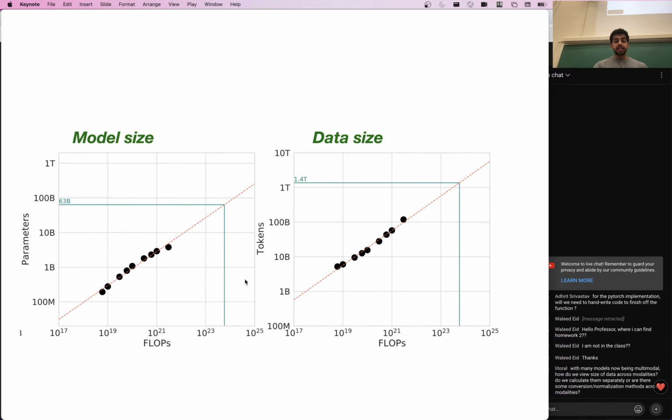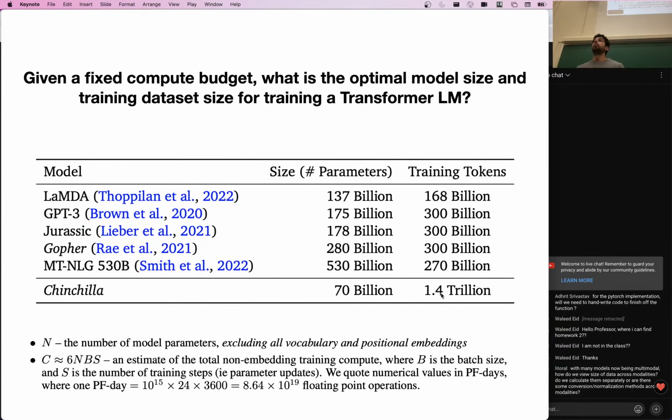I believe this Gopher model is using the same Kaplan et al. scaling law. So it's a much bigger model, 280 billion parameters, but it's trained on only 300 billion tokens. And their Chinchilla model, using this new scaling law, is 4 times smaller. It's 70 billion parameters, but trained on much more data, 1.4 billion tokens. And so now, how are we going to measure which model is better? We can simply just evaluate the test loss, the perplexity, and see which one is actually better.